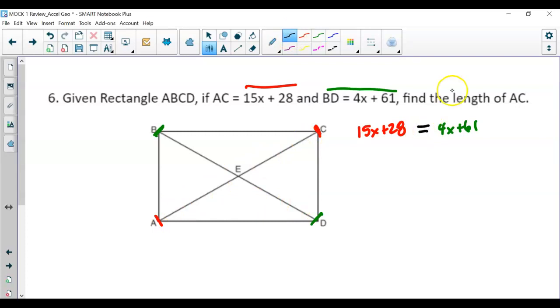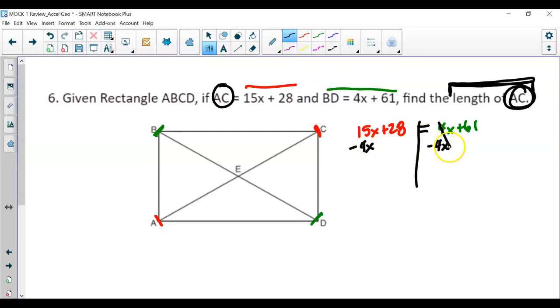Now keep in mind, though, in the end, we're not just solving for x. We're looking for the length of AC. So once we get x, make sure to plug it back in to solve for the length of AC. So here I'm going to gather my variables and subtract 4x from both sides. I'm sorry, not 19x, my fault. Here we have 11x plus 28 is equal to 61.